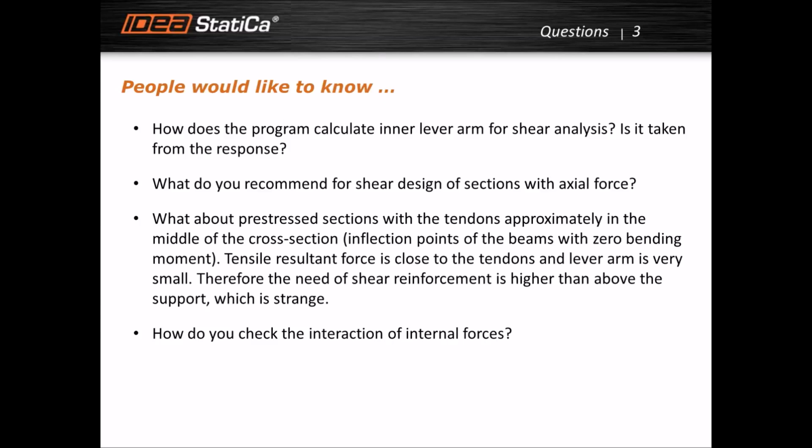It is related to the problem of pre-stressed sections with the tendons located approximately in the middle of the cross-section. Such sections are actually located along the length of the beam in inflection points, and there is a zero or almost zero bending moment, and that's why the tensile resultant force is very close to the tendons and lever arm is very small. That's why shear reinforcement becomes higher than in the sections above the supports. The last question or problem which I would like to touch is the interaction of internal forces.